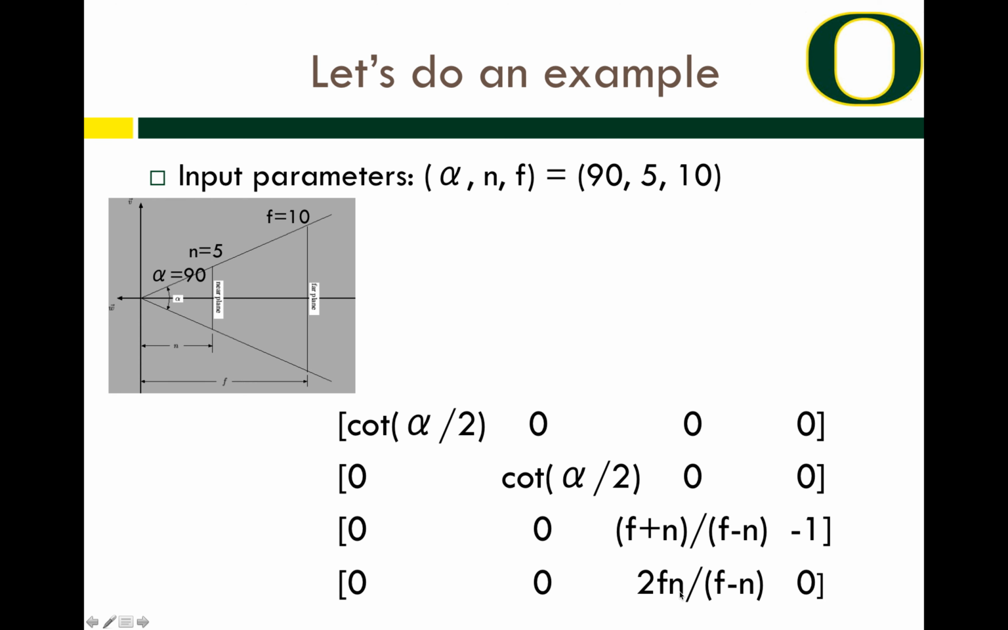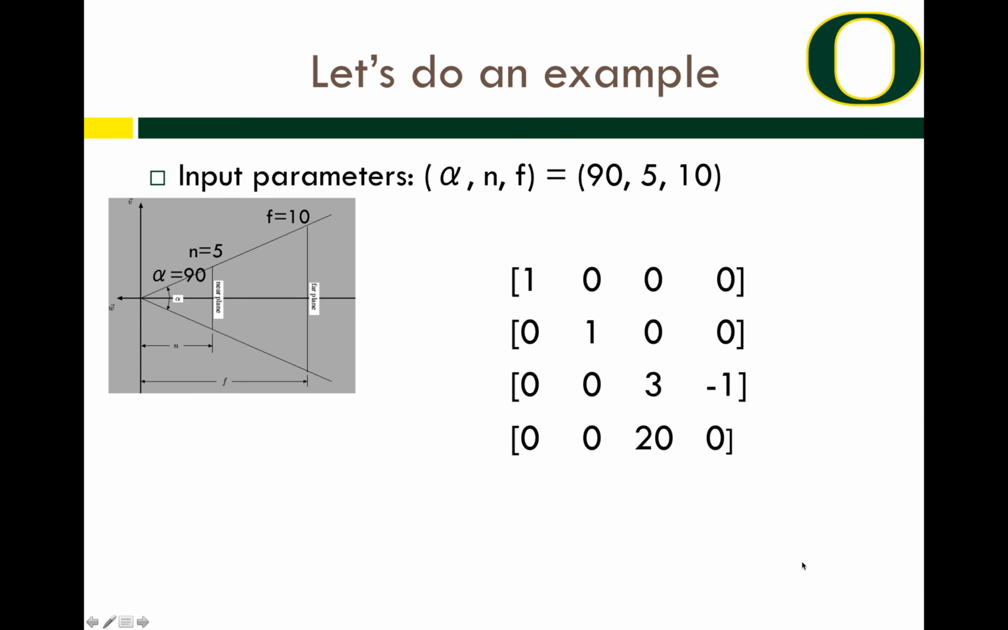2 times f times n is 2 times 5 times 10, that sounds like 100, over 10 minus 5, that sounds like 5, so this would be 20. So I think this should be 1, 1, 3, 20, minus 1, and that's what we got. Okay, so that would be the view transform for this set of camera parameters for the angle and near and far plane.